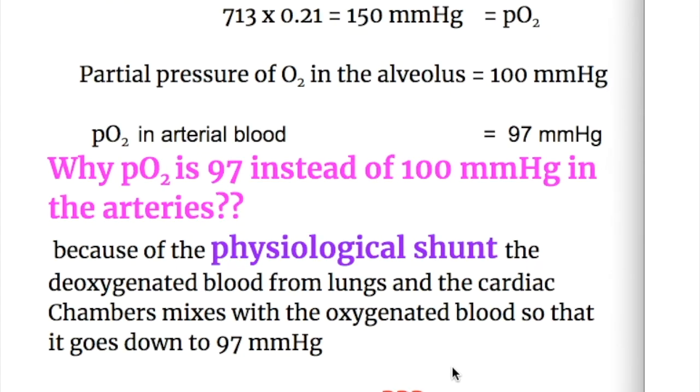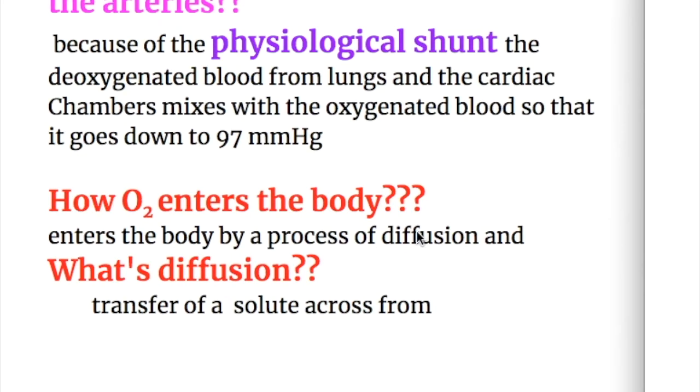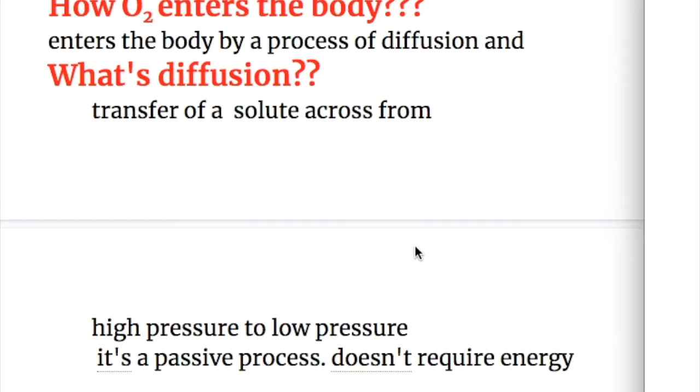And what's the partial pressure of oxygen in the alveolus? The partial pressure of oxygen in the alveolus is 100 millimeters of mercury, and the partial pressure of oxygen in the arterial blood is 97 millimeters of mercury. So why is PO2 97 instead of 100 millimeters of mercury in the arteries? This is because of the physiological shunt. The deoxygenated blood from the lungs and cardiac chambers mixes with the oxygenated blood, so that it goes down to 97 millimeters of mercury.